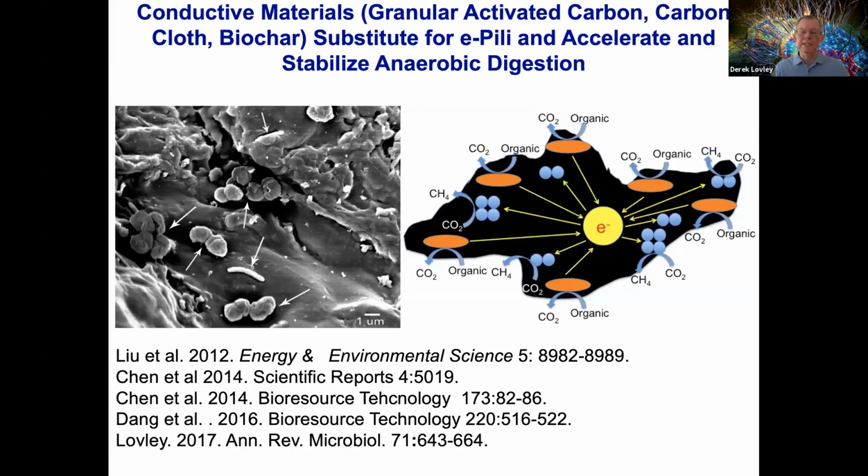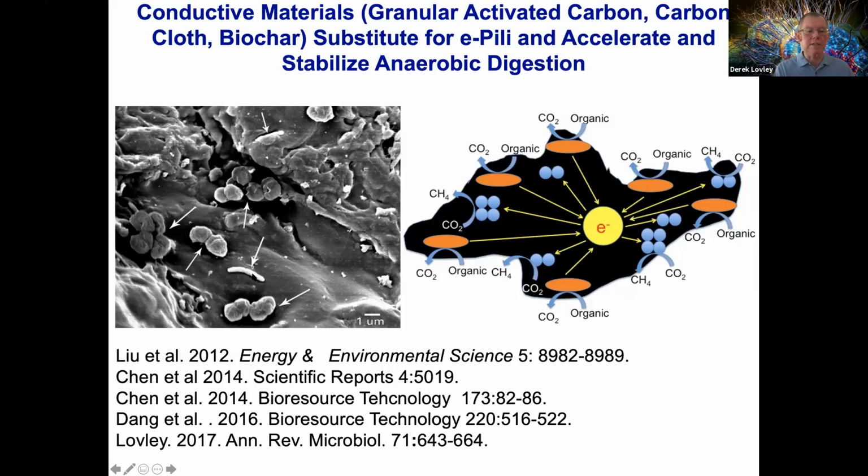But understanding this investment that the microbes have to make in the wires, we have found ways to basically alleviate that cost. And that is by adding conductive materials. So these would be inexpensive materials like activated carbon, carbon cloth, biochar. They're all electrically conductive. And if you put them into one of these systems, you'll make it trend towards diet. And the reason for that is the microbes no longer have to make the nanowires. So you can see in the scanning electron micrograph, instead of now being connected.